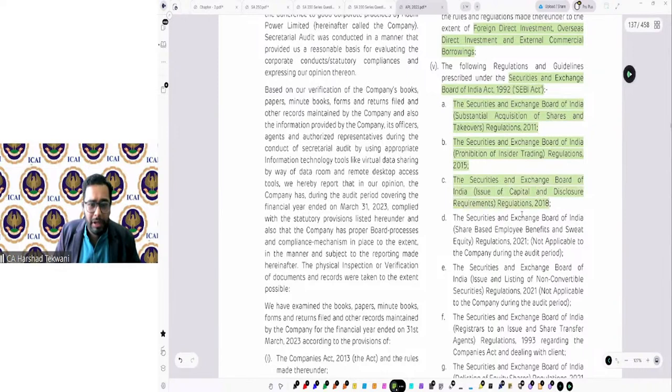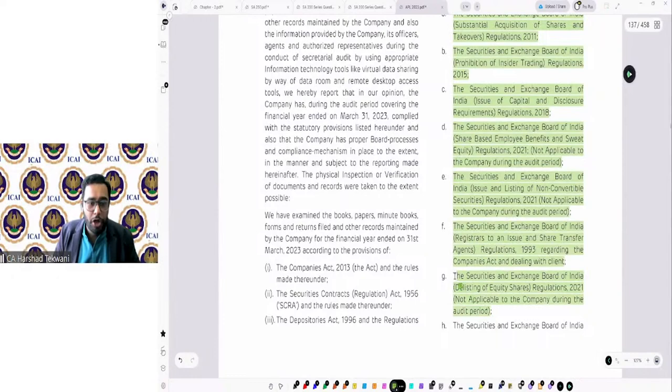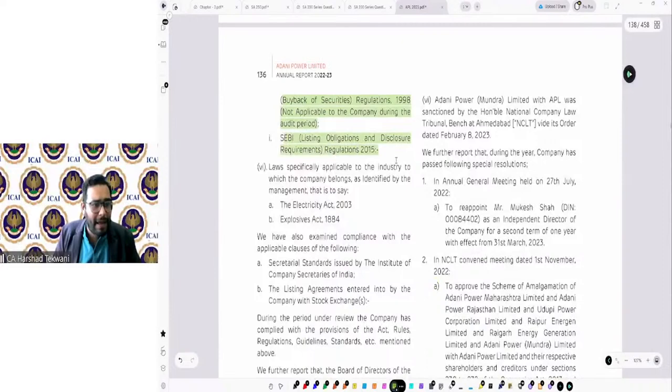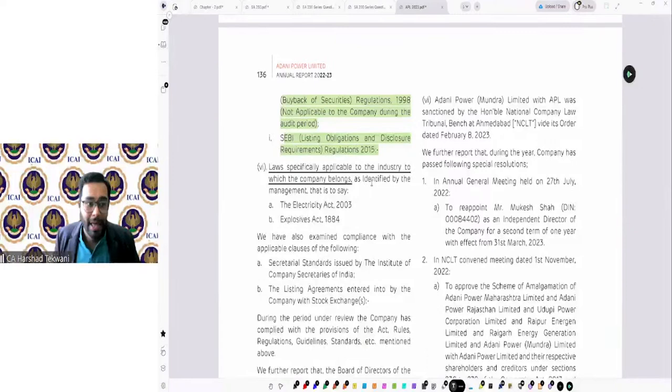So from last year's annual report also, you can identify what regulations are applicable. Not all, but it will help you to identify that. For example, the Companies Act, the Securities Contract Regulation Act, the Depositories Act and its regulations that we saw. Then these are again some SEBI regulations. Then we have, and this is very important, laws specifically applicable to the industry to which the company belongs, as identified by the management, that is to say, the Electricity Act and the Explosives Act.